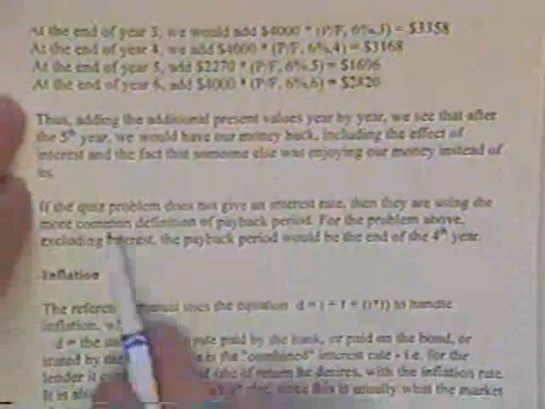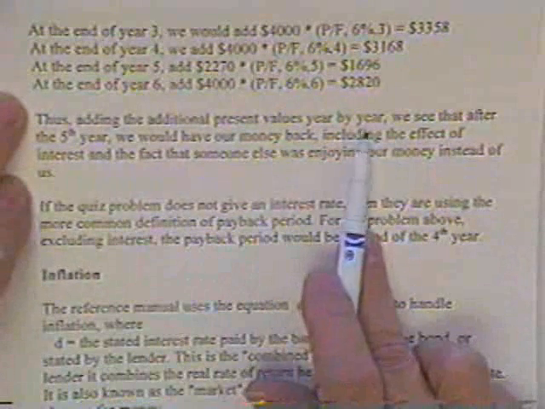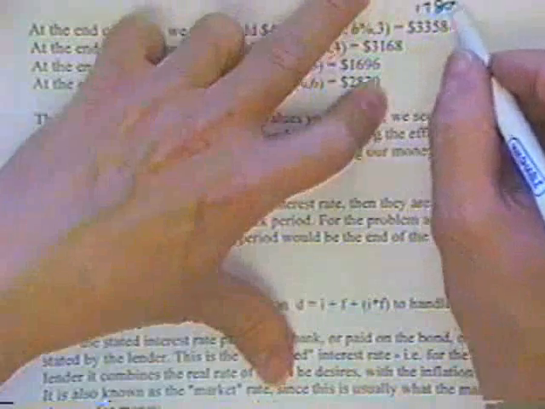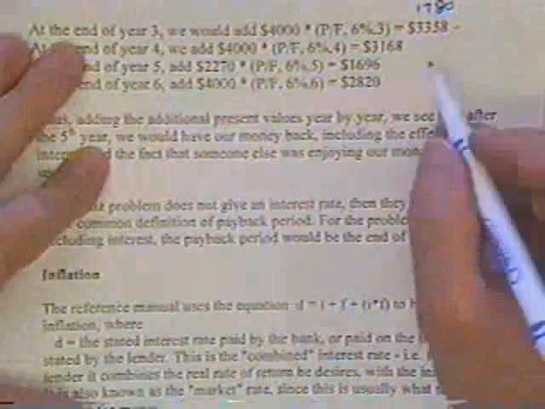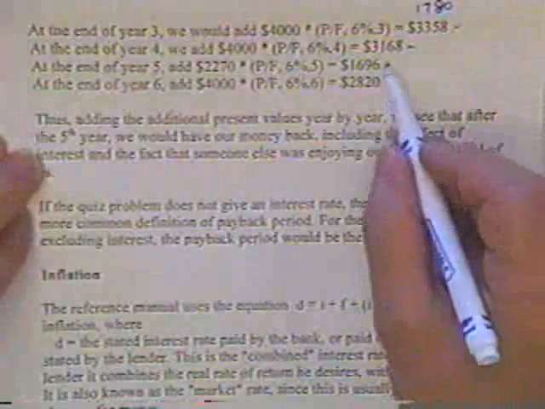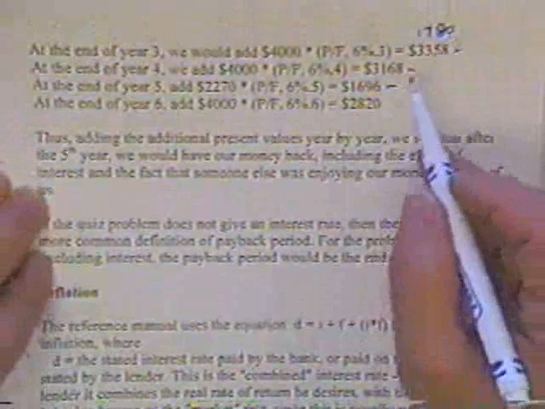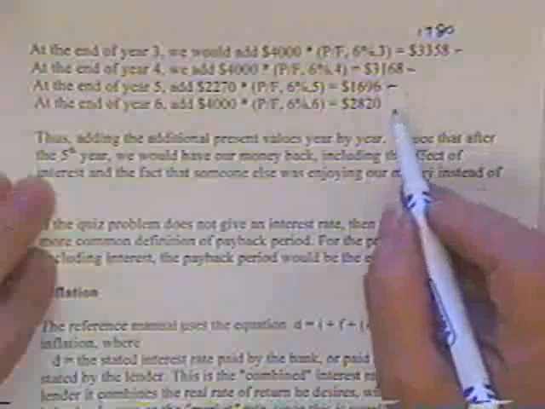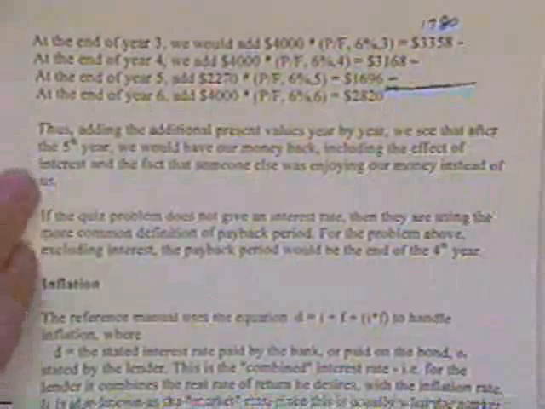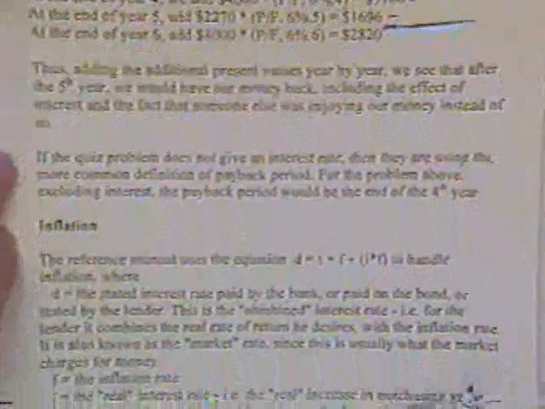So if you'll add the present values year by year, in other words, add the $1,780 that we had first, and then add the $33,580, and then add the $31,068, and then add the $1,696. You find out at that time you'll have your $10,000 back. So that's what you would call the payback period. That includes the effect of interest and the fact somebody else was enjoying our money instead of me.